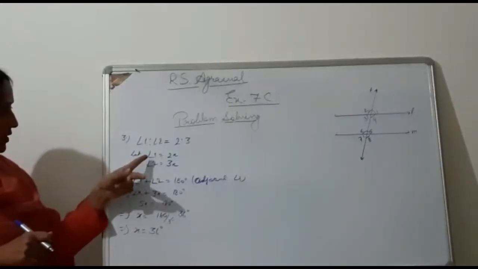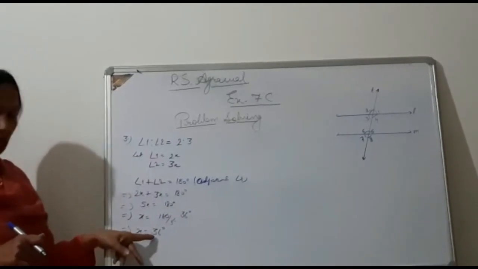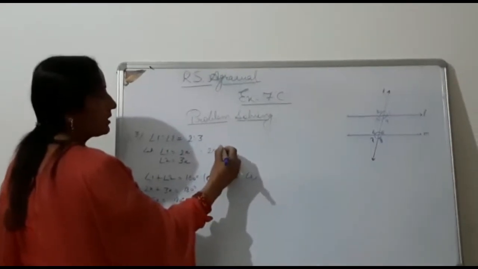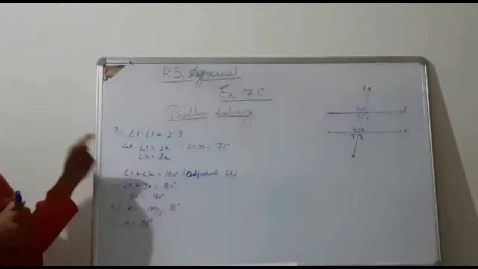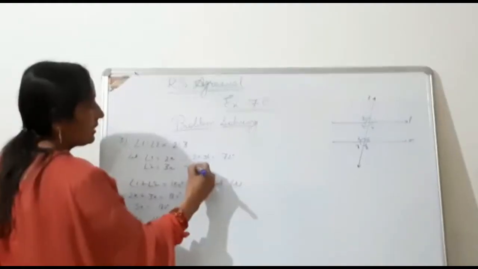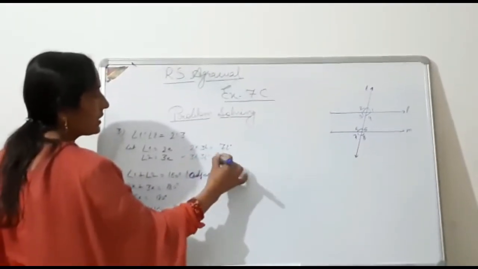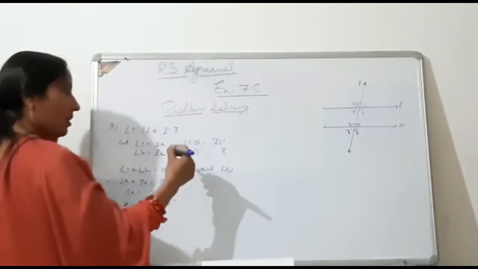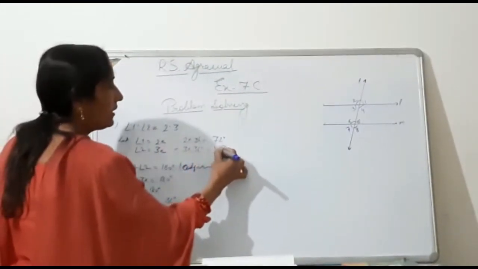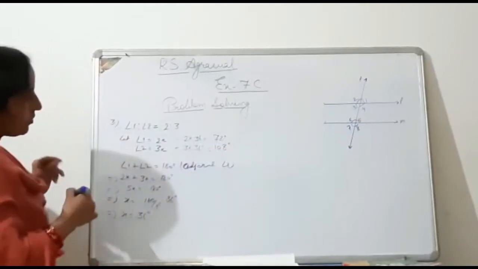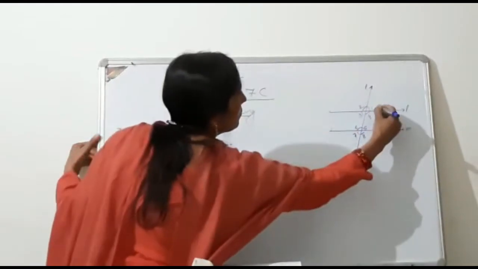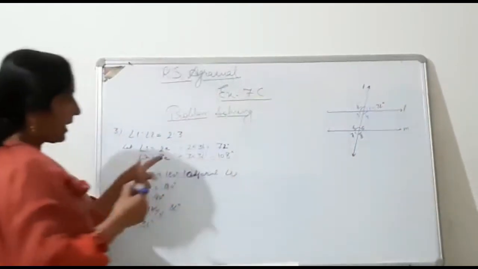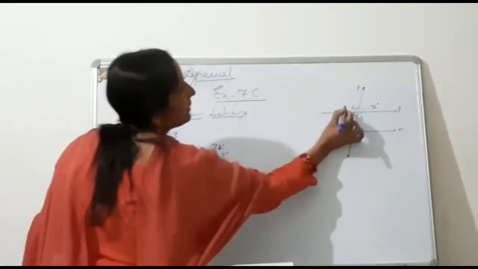We will find angle 1. Angle 1 is equal to 2x and x we got 36 degrees. So angle 1 is equal to 2 into 36, which is equal to 72 degrees. And angle 2 is equal to 3x, 3 into 36 degrees. 6 3s are 18 and 3 3s are 9, so 10, 108 degrees. Okay. So we got 72 degrees here. Angle 1 is equal to 72 degrees and angle 2 is equal to 108 degrees.